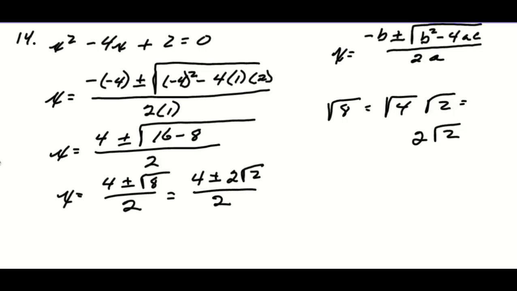So if we rewrite that, we'll have 4 plus or minus 2 times the square root of 2, all over 2. Because both 4 and 2 are divisible by 2, 2 goes into 4 2 times, and 2 goes into 2 1 time. We don't have to write that 1, so we just write it like this: 2 plus or minus the square root of 2.